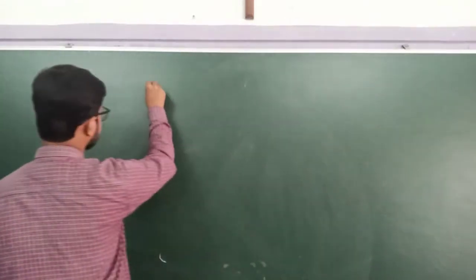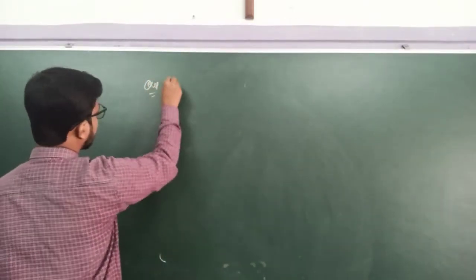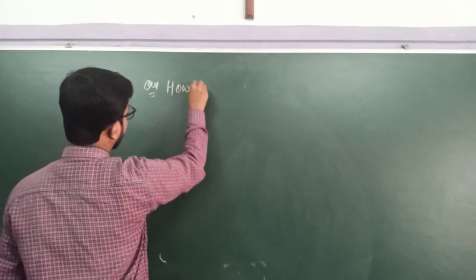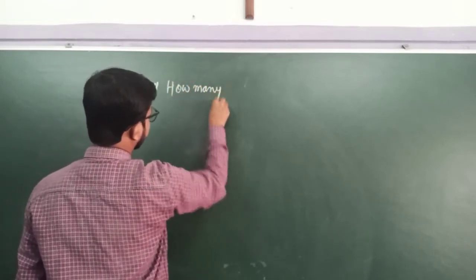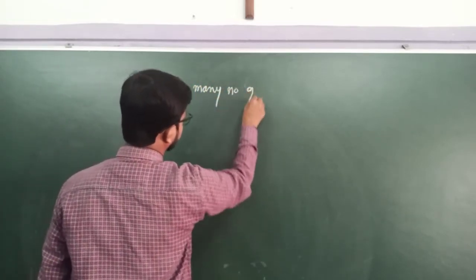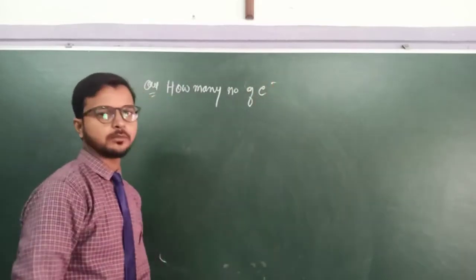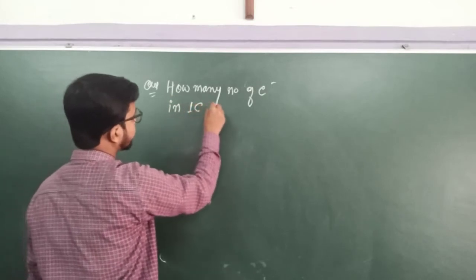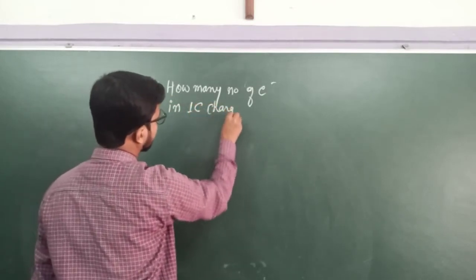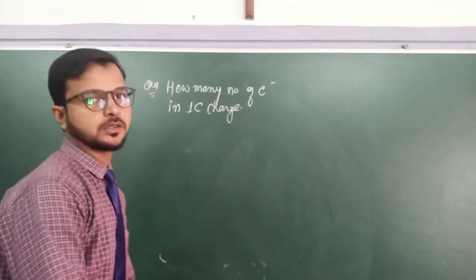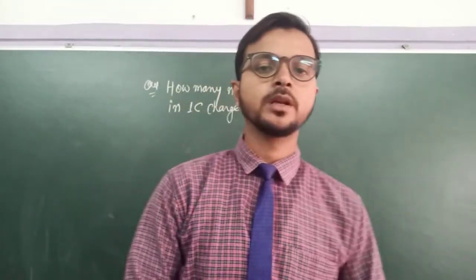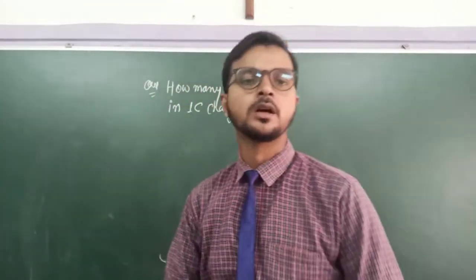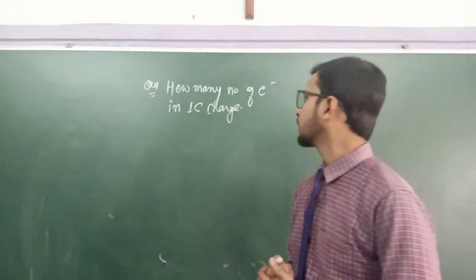Suppose the question is: how many number of electrons are there in 1 coulomb charge? This is the question: how many number of electrons in 1 coulomb charge? Then how to calculate the number of electrons?